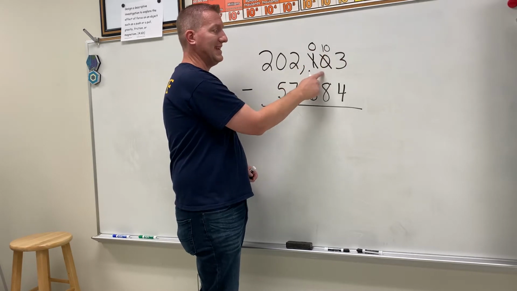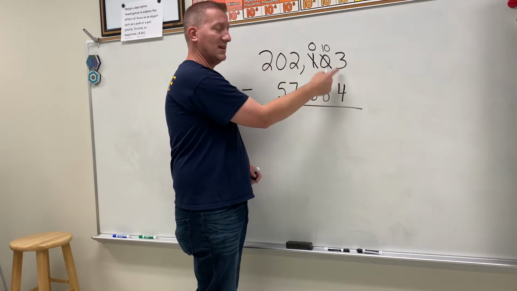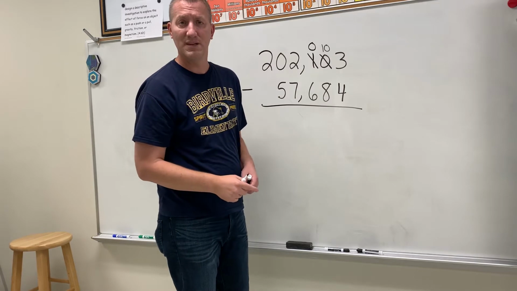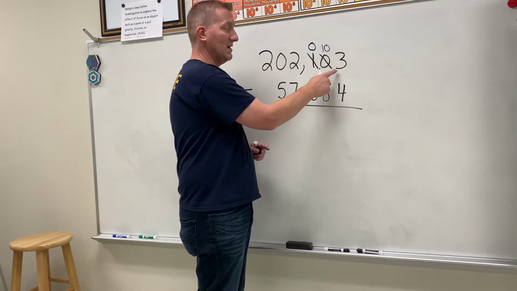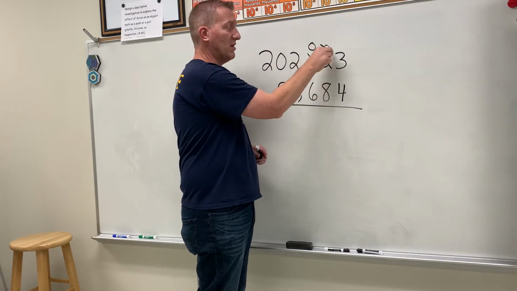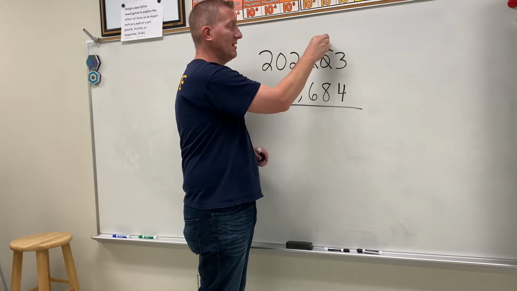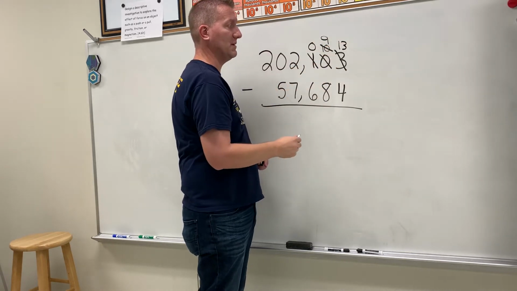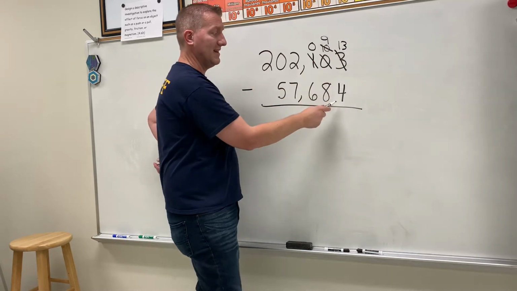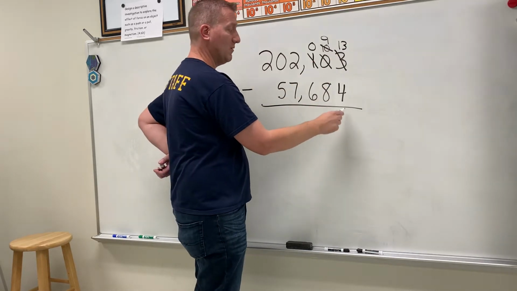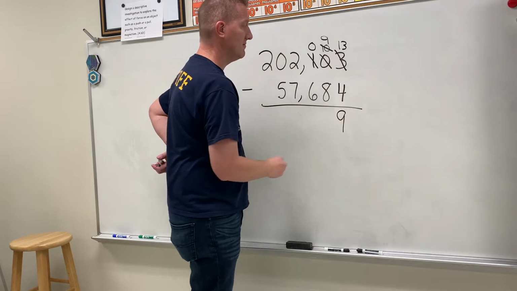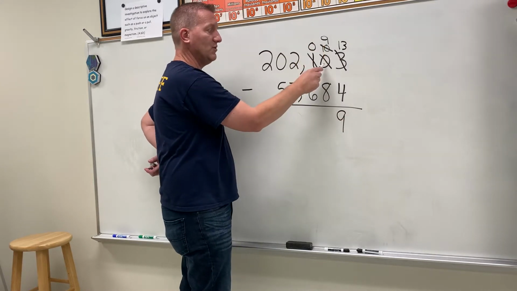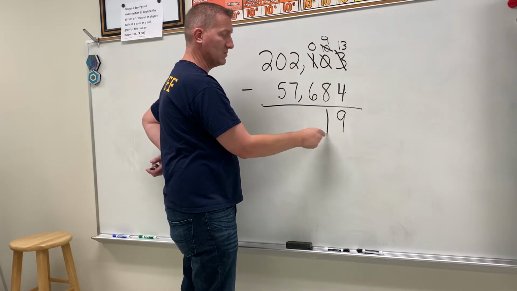It becomes a 10, but that still doesn't help you over here, does it? Okay, so then what you have to do is you borrow from the 10, and that 3 becomes a 13. Then 13 minus 4 is 9. Now you can do 9 minus 8 is 1.